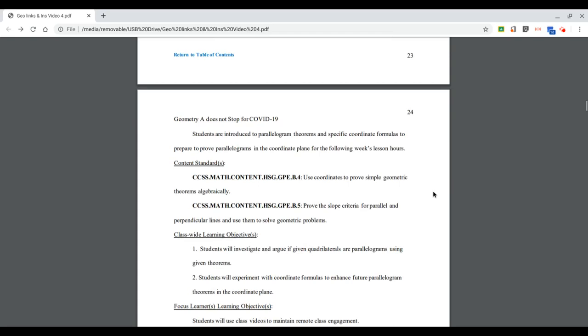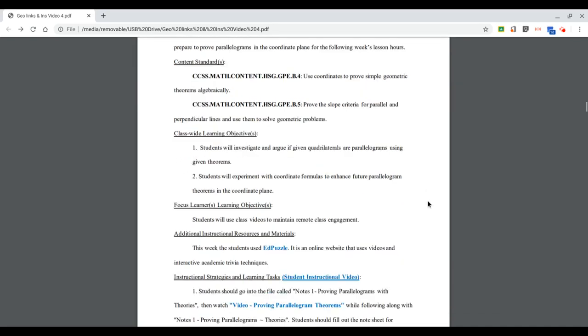There are two content standards. Use coordinates to prove simple geometric theorems algebraically, and prove the slope criteria for parallel and perpendicular lines and use them to solve geometric problems. The class-wide learning objectives are students will investigate and argue if given quadrilaterals are parallelograms using given theorems, and students will experiment with coordinate formulas to enhance future parallelogram theorems in the coordinate plane.